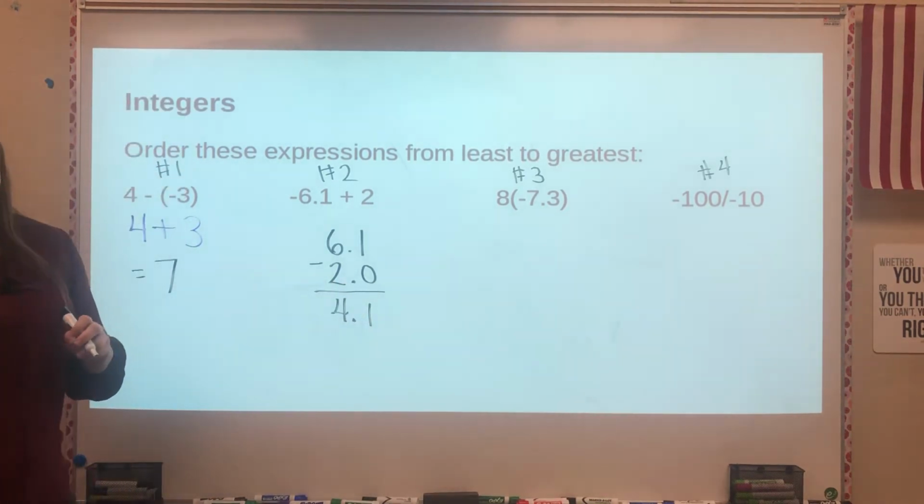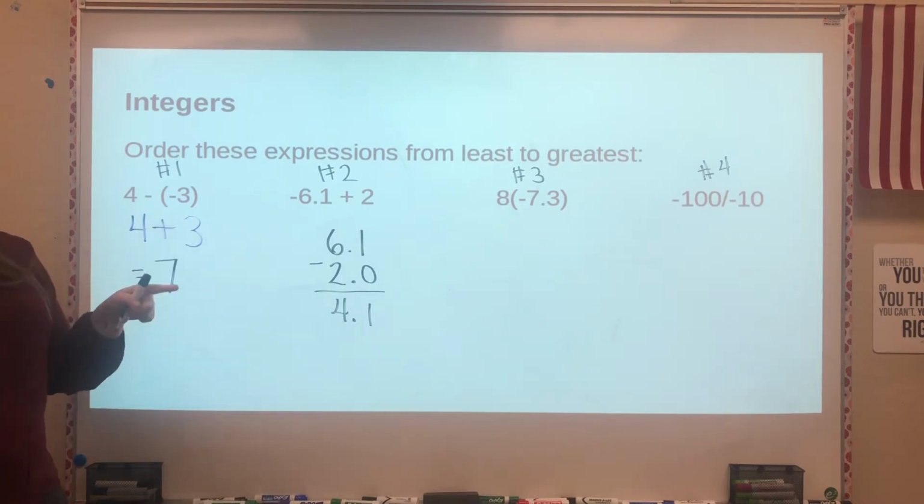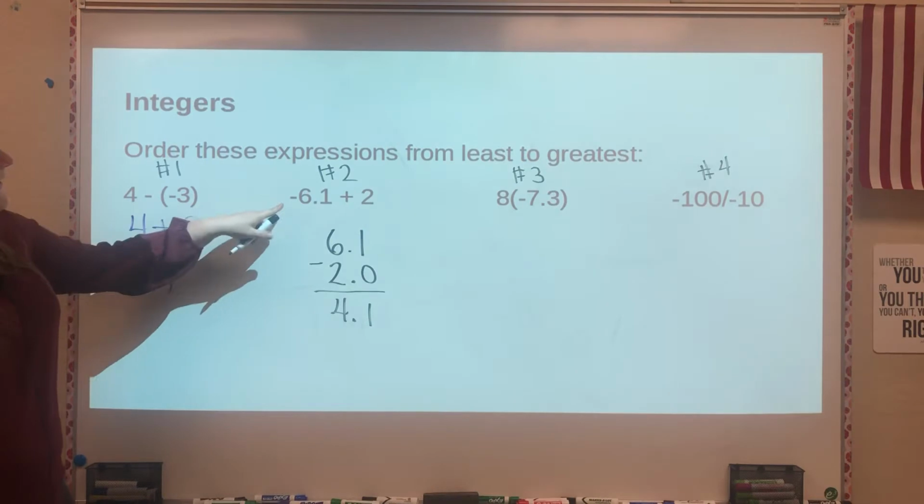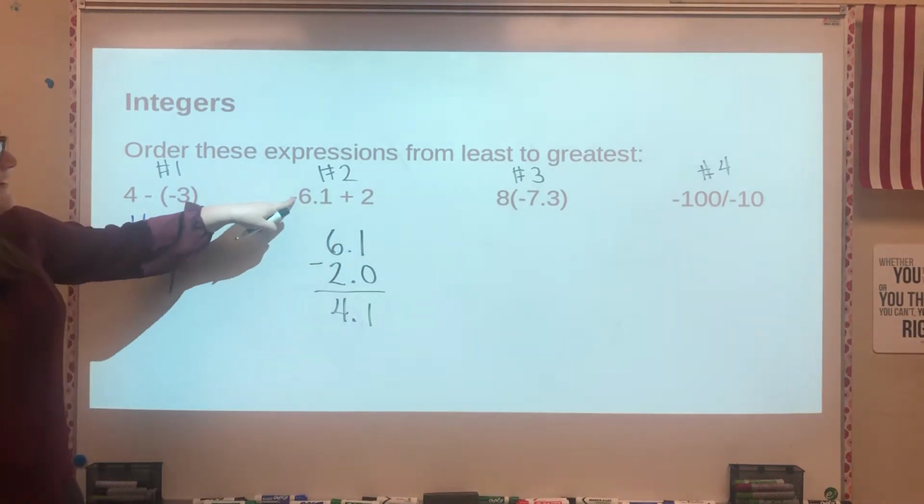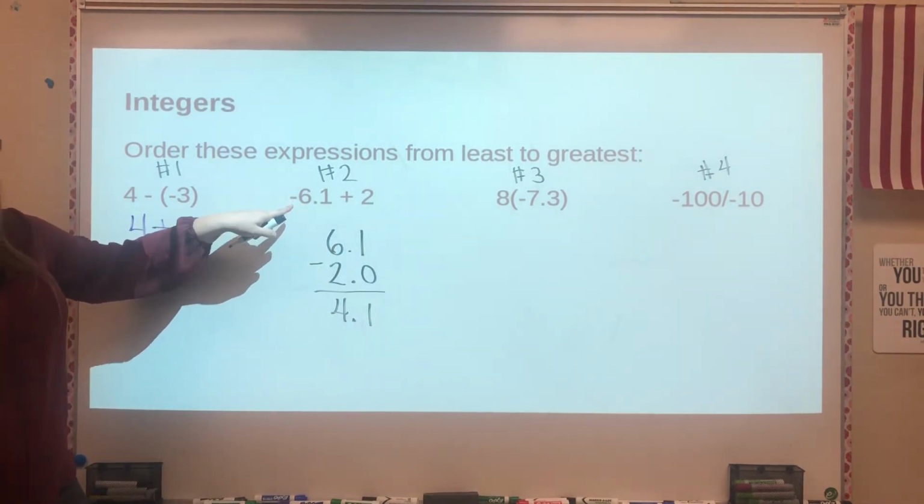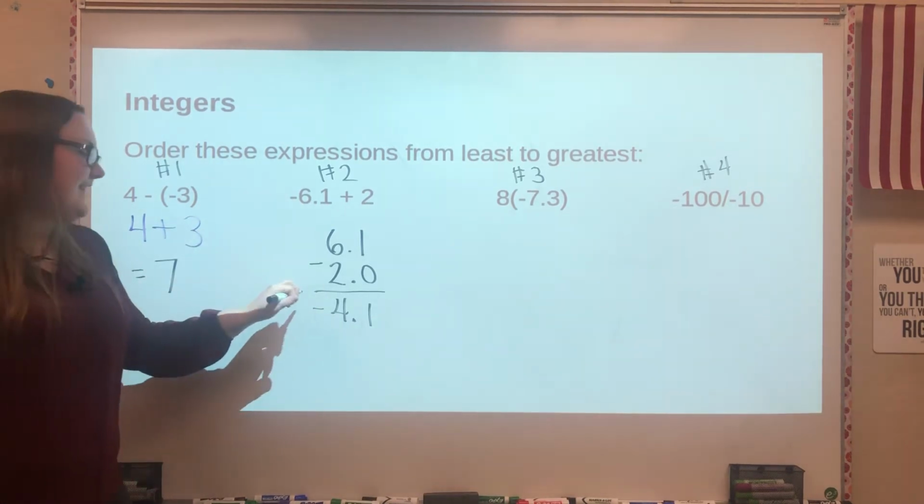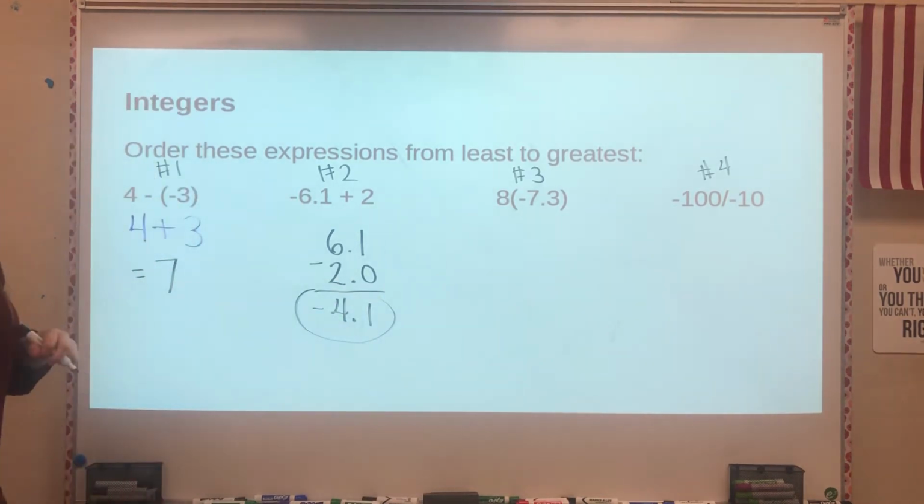The last thing I need to do, don't forget this part, is check the sign. Should that 4.1 be positive or negative? Well, if I come back to this original problem here, that 6.1 is larger. It's a negative number, so my answer would be negative. This second one here equals negative 4.1, and that first one was 7.